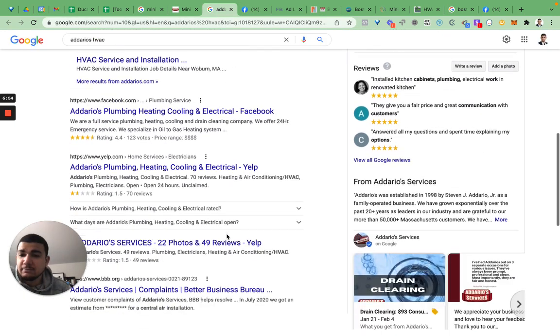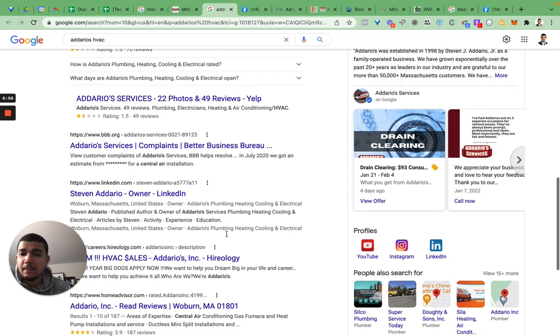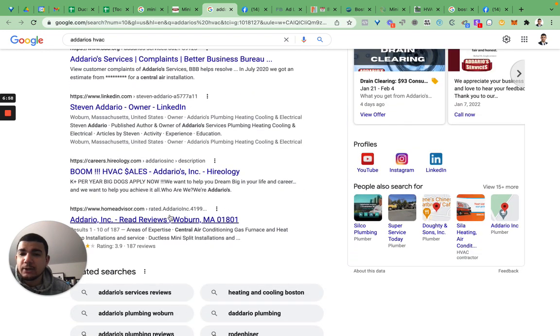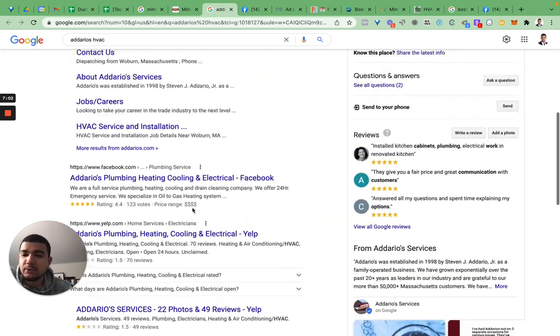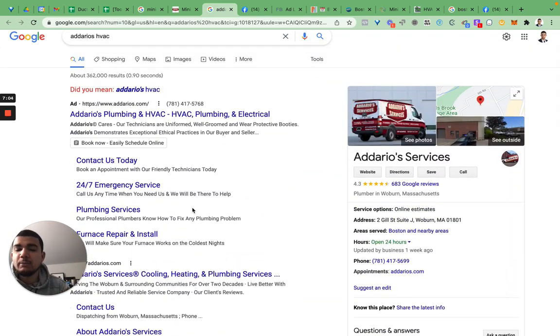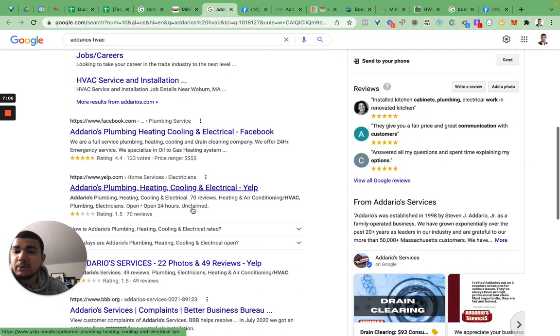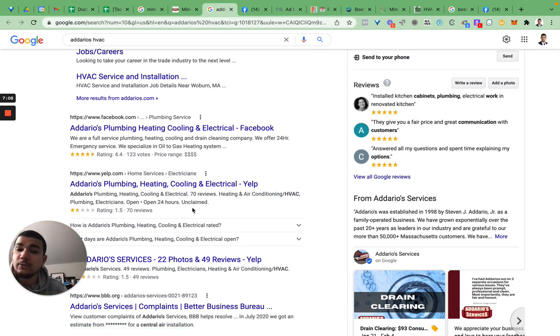So their Google homepage looks pretty good. You can see that really no one else is showing up here. You can see the owner, HVAC sales, hierology. So they're doing a pretty good job curating their homepage. And you do that by building profiles online that help Google figure you out. Is this them?